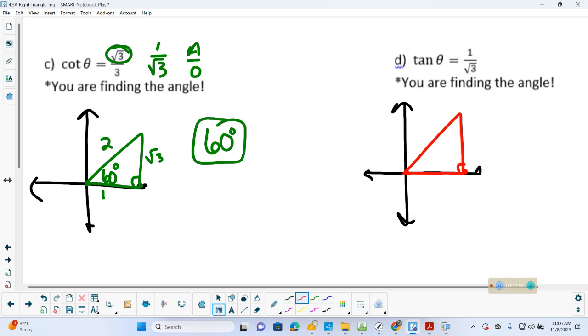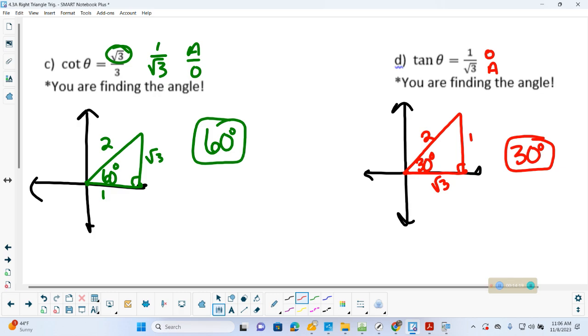Now this is nice. They gave you tan, so opposite over adjacent. I'm going to label adjacent. So it's a similar triangle, but this time it's important to recognize what your reference angle is. 30. Across from the side of 1 is 30. Got it. Any questions on those?